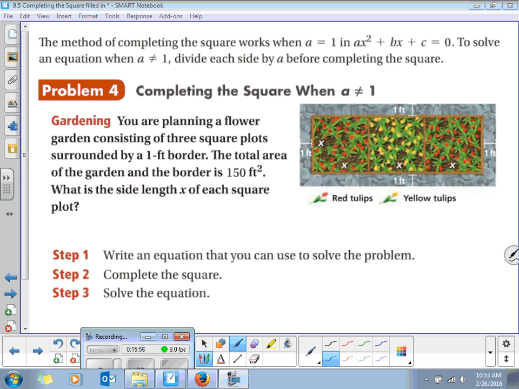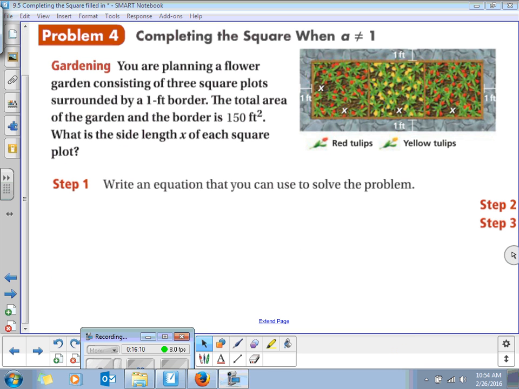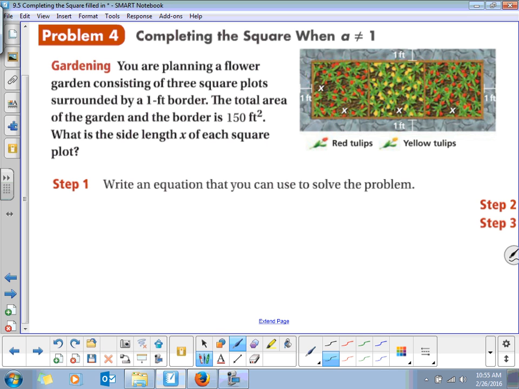So step 1 is to write an equation that you can use to solve the problem. The second step is then to complete the square, and then step 3 is to solve the equation. So we know that area is equal to length times width. To find our area, we want this whole thing. We want that whole thing.